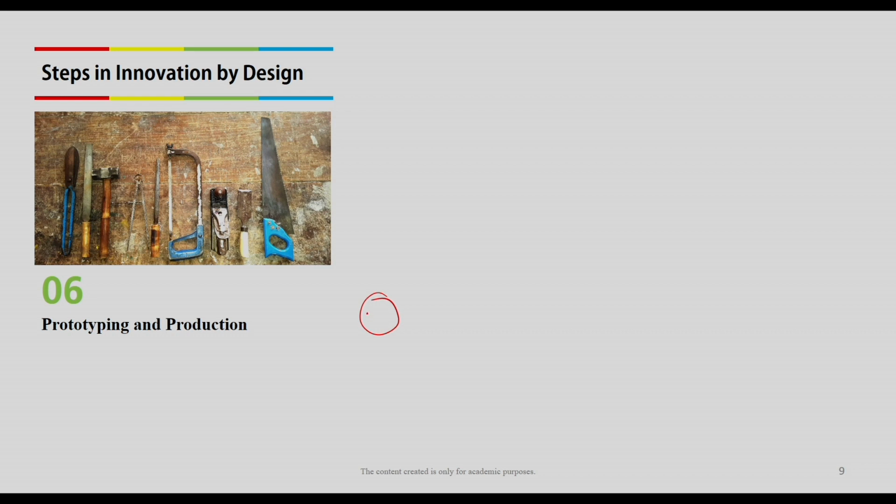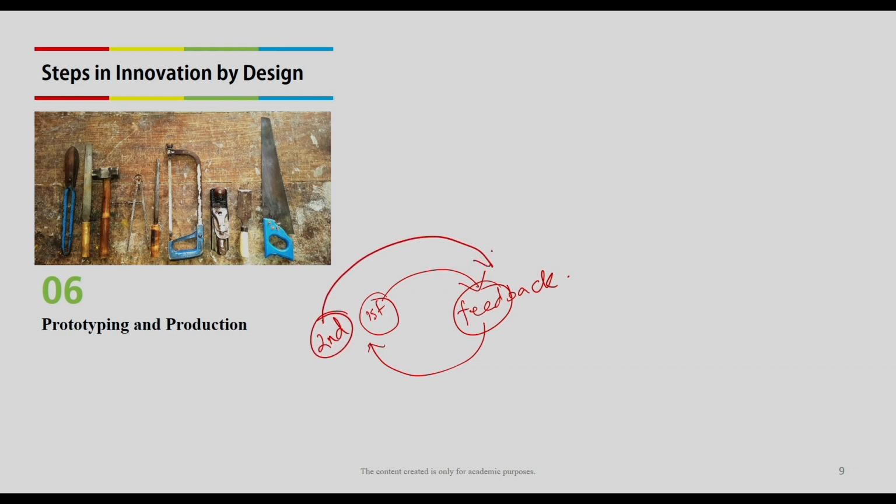So, first prototype you will make, you will go to the user, user will give you feedback. Based on this feedback, you have to modify the prototype. So, you will make the second prototype. That is how the cycle will go on. Once you are finalized with the prototype, you will go for production.